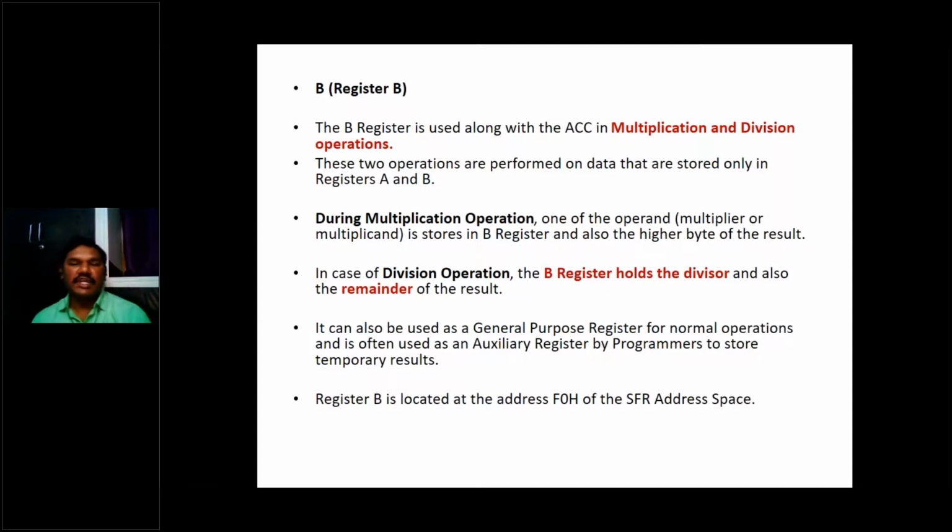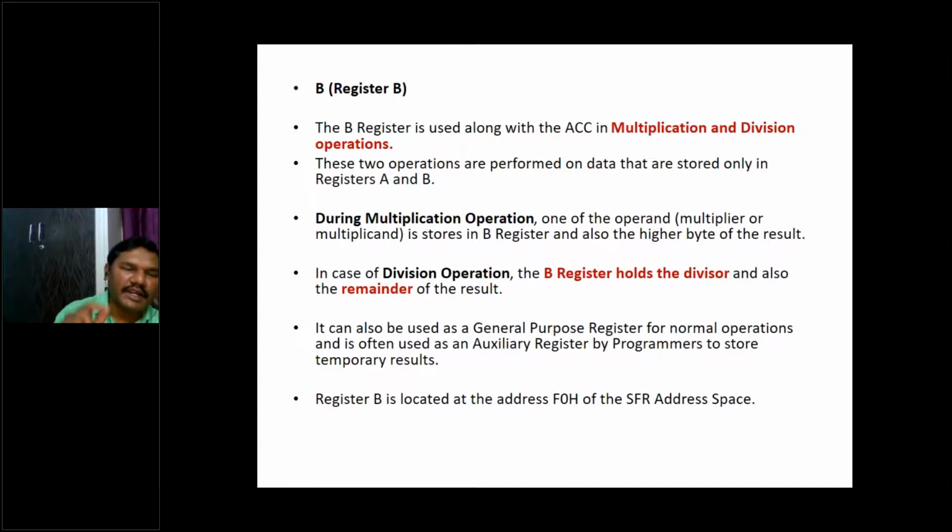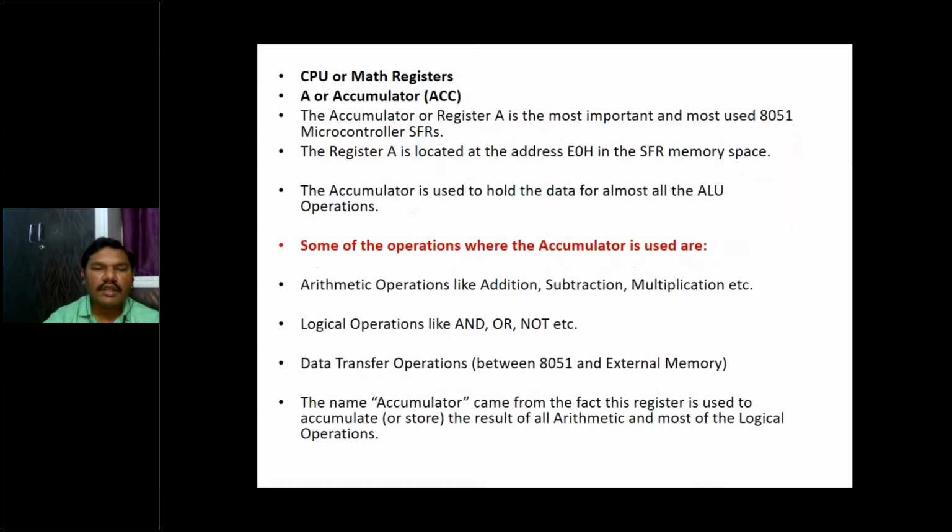But in the case of division, it gives two outputs. One is called the quotient, another one is called the remainder. So the remainder can be held by the B register, whereas the quotient can be stored by the A register. Okay.